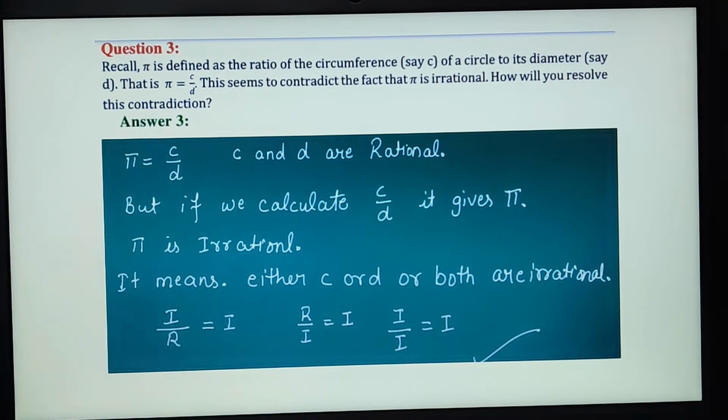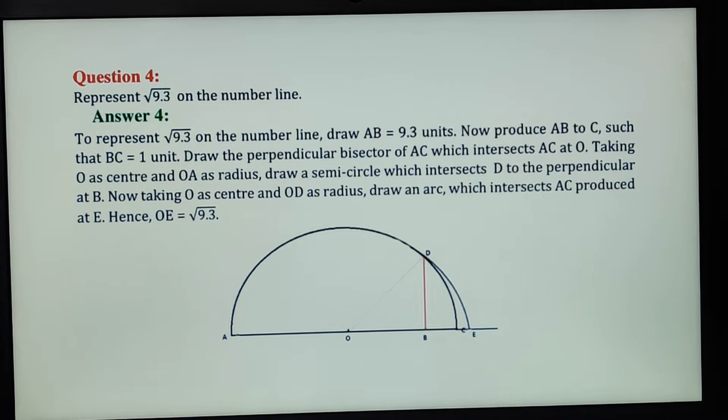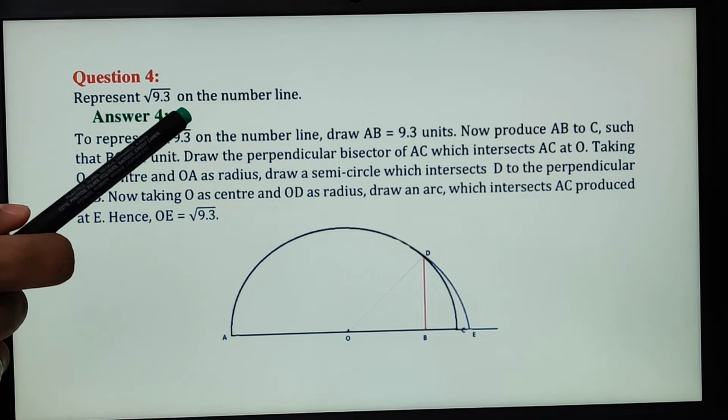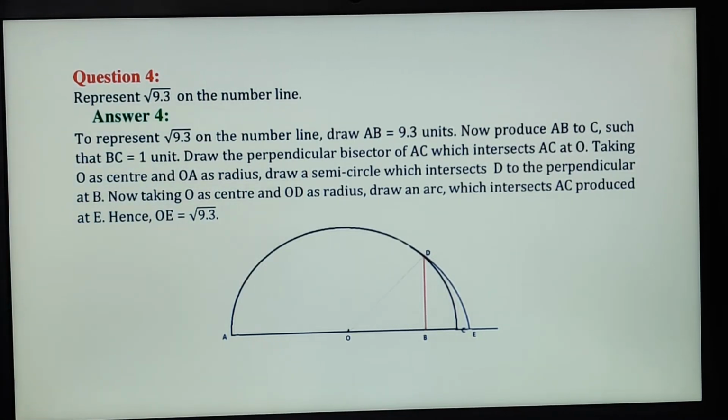Okay, let us move to question number 4. We need to represent root 9.3 on the number line. Students, we have done it for simple numbers like root 2, root 5, root 7, root 10, root 11, root 25, root 26, all these numbers we have done. But here we need to represent a decimal number under square root on the number line.